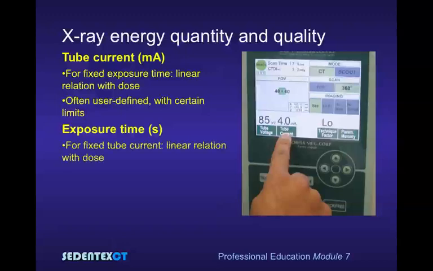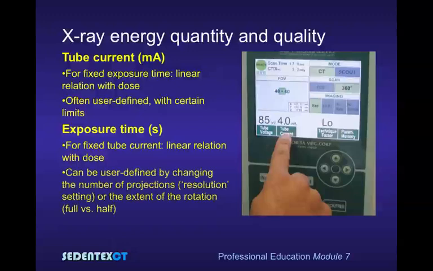As far as exposure time is concerned, for a fixed tube current, there is a linear relationship between exposure time and dose. Although it may seem that exposure times are fixed on cone beam CT equipment, it can be user-defined in some cases when we change the number of basis projections. This is often seen in terms of exposure factor selection as a resolution setting.